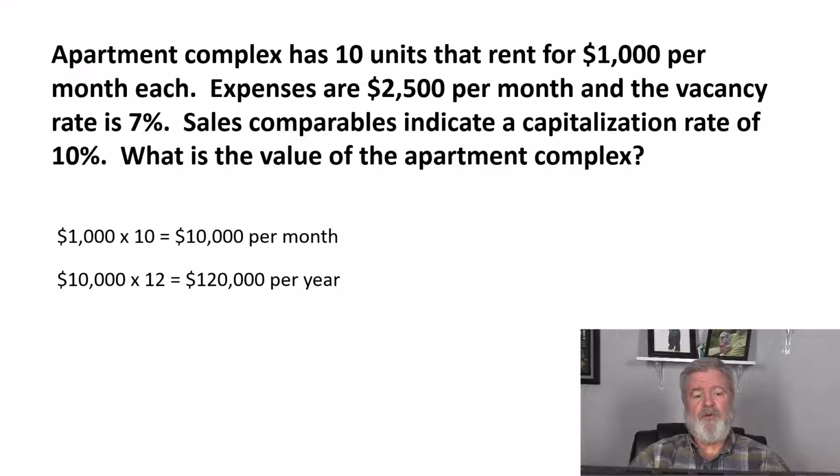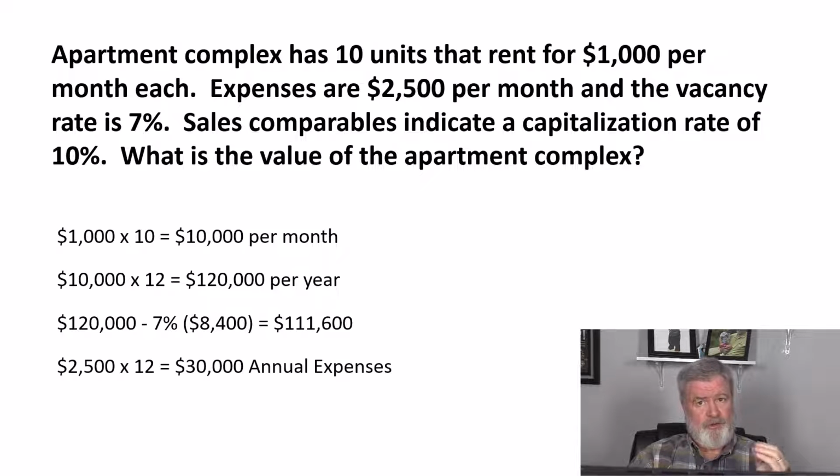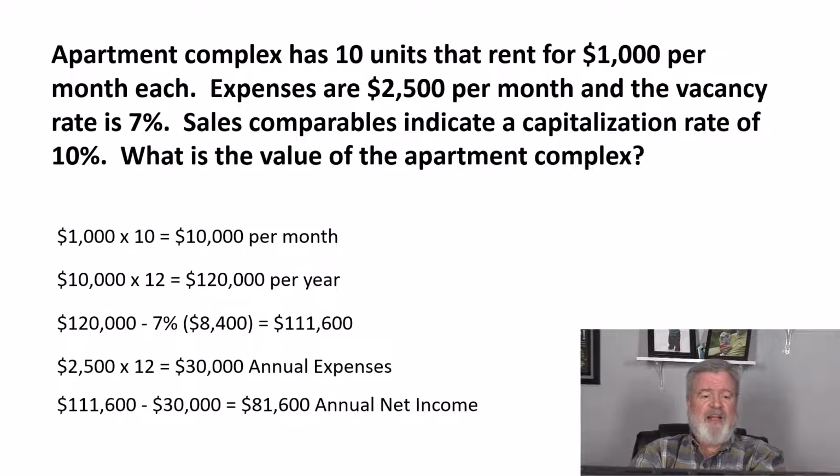120,000 minus 7%, which would be 8,400, would now give us an income of 111,600. Now we can go ahead and subtract the other expenses. In this case it's $2,500 a month, but we know 2,500 times 12 months, because we have to have the annual expenses. So that's going to be $30,000. So now I can subtract that $30,000 from the 111,600, and that leaves us with an annual net income of $81,600. Okay.